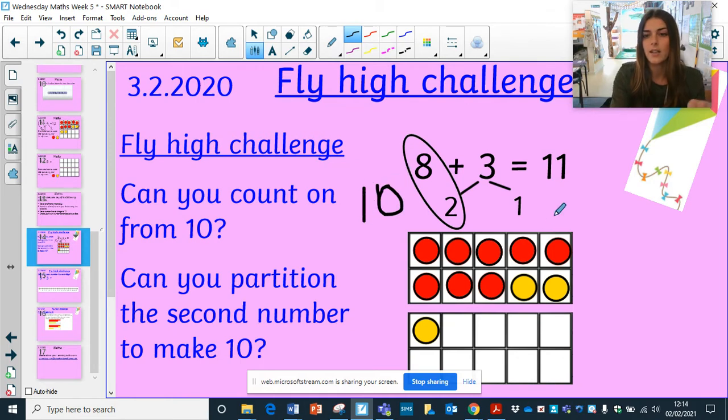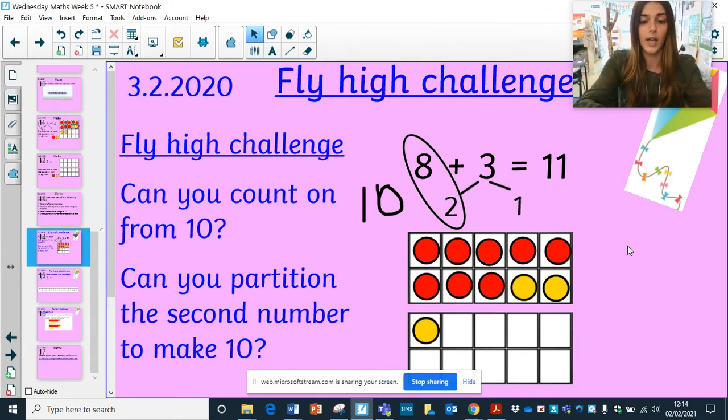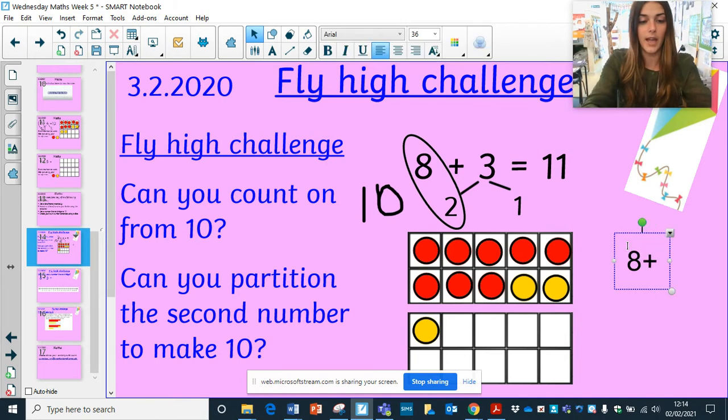That makes your 10, which then you need to do your 10 add 1. So you can write that in a number sentence in your steps if that makes it easier for you, which I can show you that as well. So you can do your 8 add your 2 equals your 10.